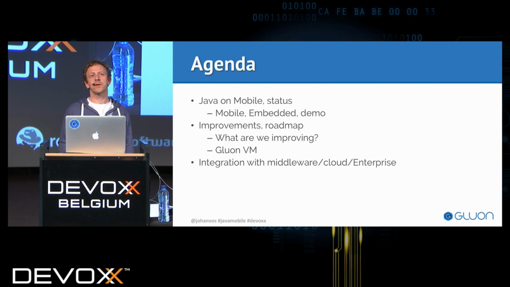What will we cover today? First of all, I will give a brief overview of the current state of Java on mobile and embedded. And I will give a quick demo just to show how easy it is today to create Java applications using JavaFX to create user interface, run them on desktop, and easily deploy them on iPad and Android devices. I will briefly talk about some improvements that we can do and that we are doing. I will talk about the Gluon VM briefly, and then I will spend some time talking about how you can integrate your Java mobile client application with your existing enterprise or cloud software.